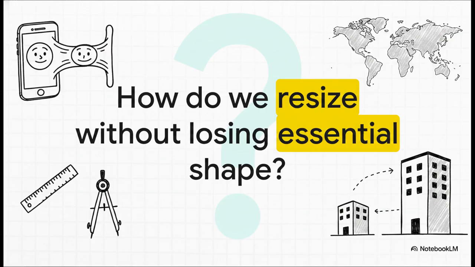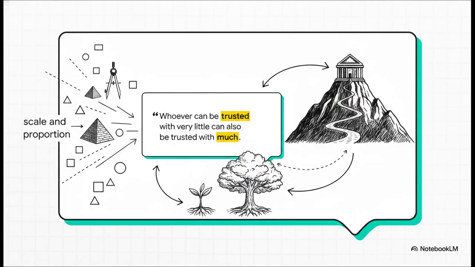So how do we resize our world, whether we're talking about a photo, a map, or even a building, without losing its core shape? How do we keep things absolutely perfect, just bigger or smaller? Okay, let's dive into this, because honestly, this isn't just a math problem. The source material frames it as a really profound life principle, too.